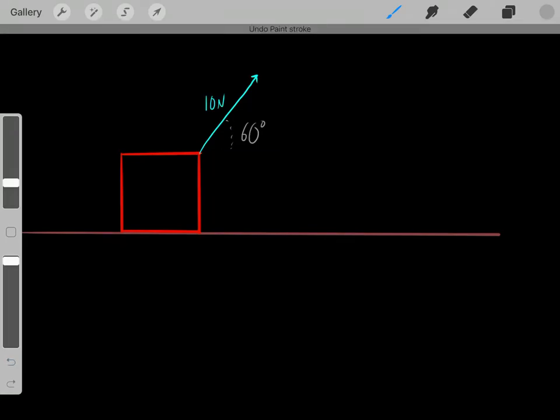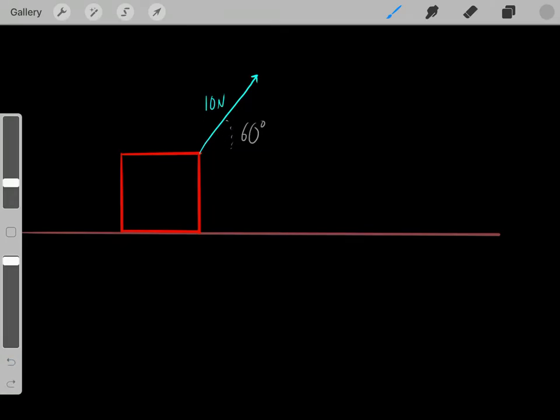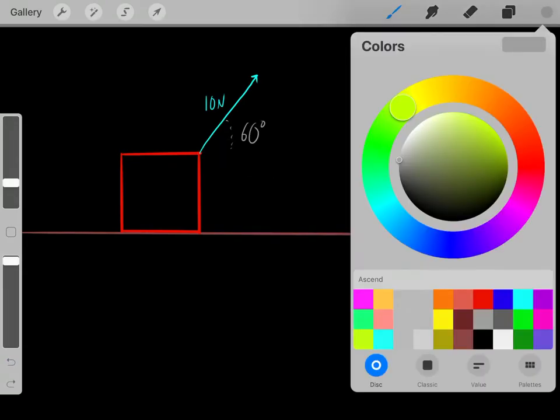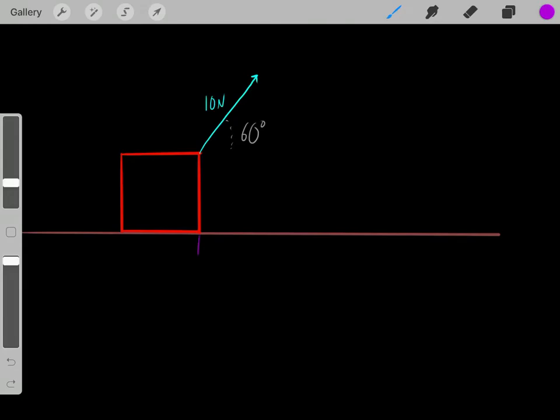Then we know this 10 newton force has a component in the x direction. So assuming that force overcomes the frictional force, we know that force is going to cause movement. So now if we apply this 10 newton force in this direction, it has an x component, so it's going to cause some movement. So let's say we have 10 meters of movement.